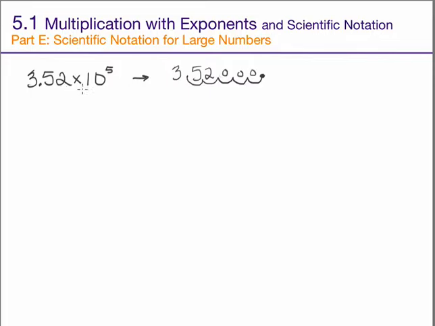So 3.52 times 10 to the 5th equals 352 followed by 3 zeros, which is 352,000. What about taking a really large number and putting it into scientific notation?